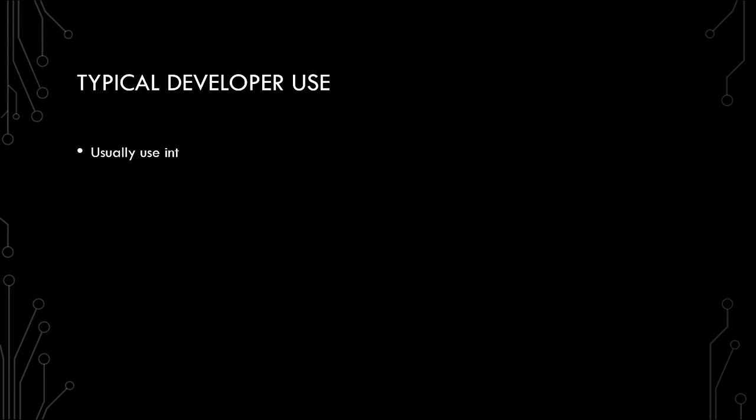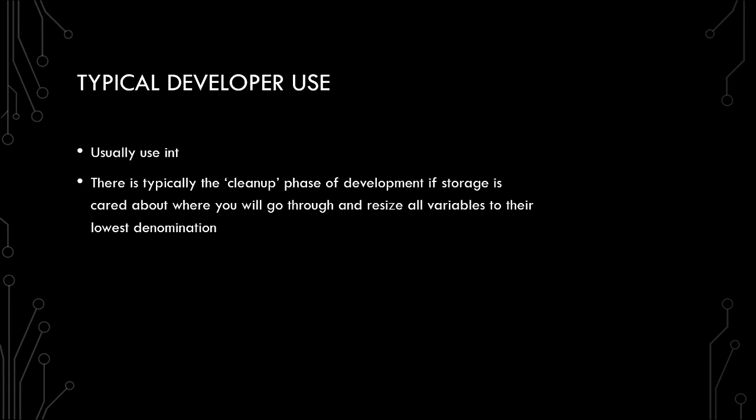It's 32 bits, which is 4 bytes. It isn't too costly, but there is typically the cleanup phase of development. The cleanup phase only really comes near the end of development. It could actually occur throughout all of development to make sure that you don't need a cleanup phase at the end. But the cleanup phase is typically where you go back and change all variable types to their lowest denomination.